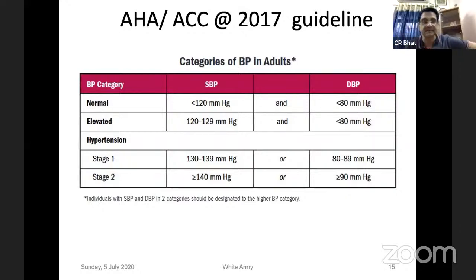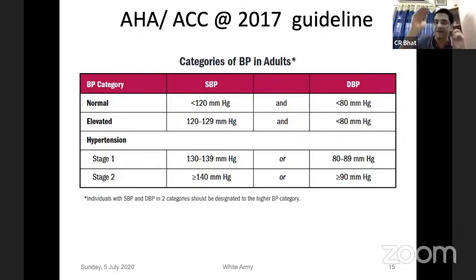Whichever is higher, you can consider. Stage 2 is anything above that. Previously, in JNC, it was stage 1, and now it has become stage 2 hypertension. Now why have they drastically reduced these numbers?